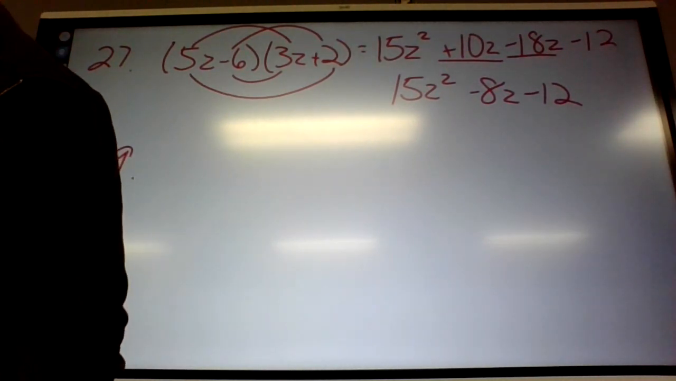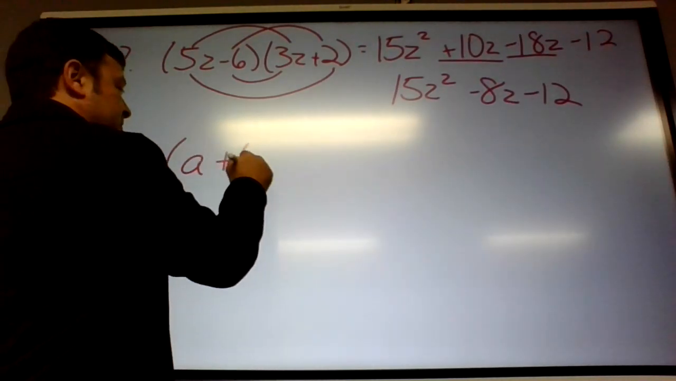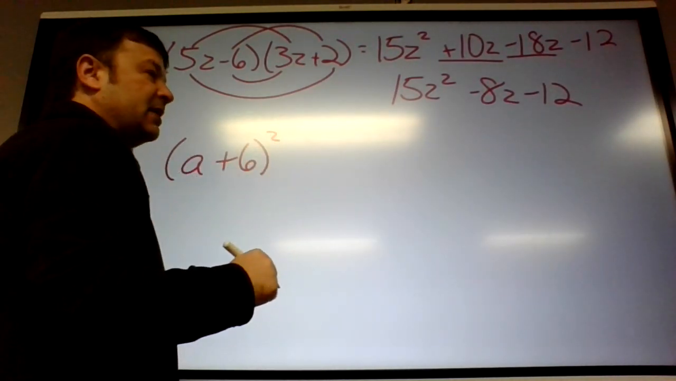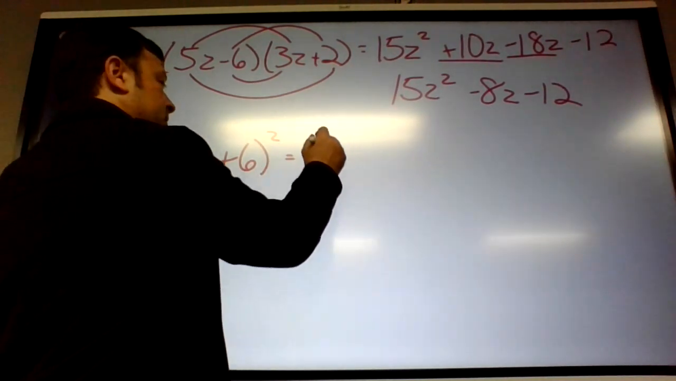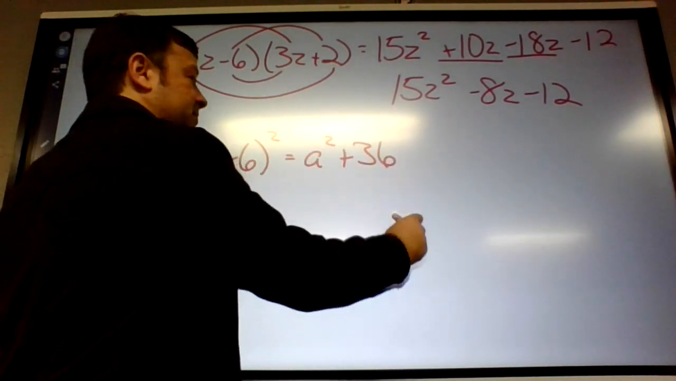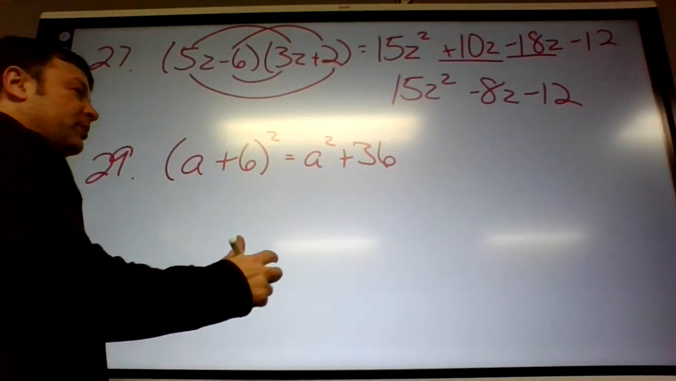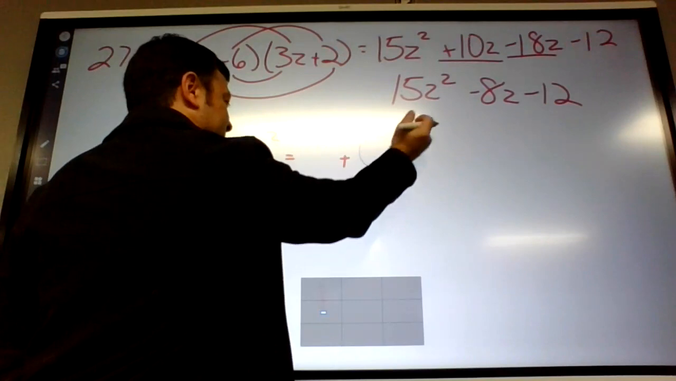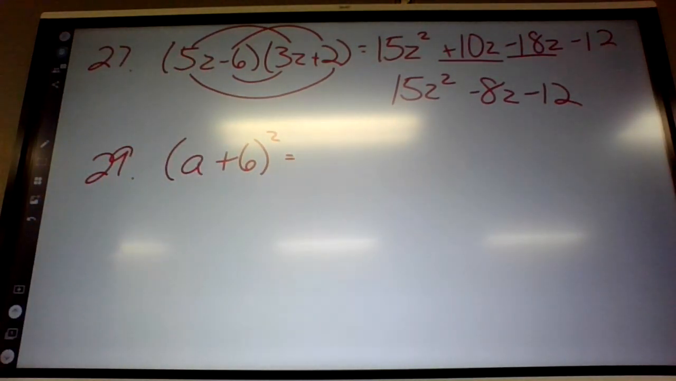Last one, 29. All right, this one just says a plus 6 squared. Now, unfortunately, I still have some Algebra 2 students who would write this down as the answer. And it disappoints me. Hopefully this will not be you in 2 years. Okay. Earlier I talked about this one. Do you guys remember what I said?